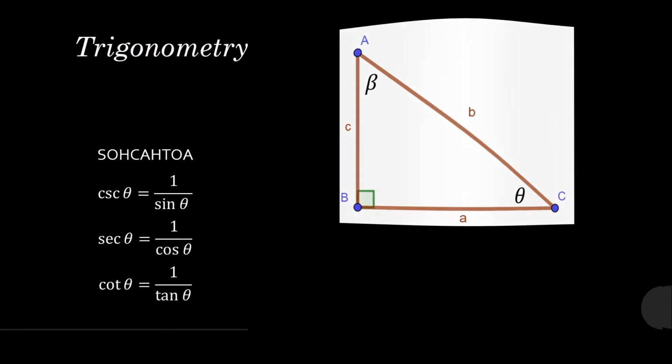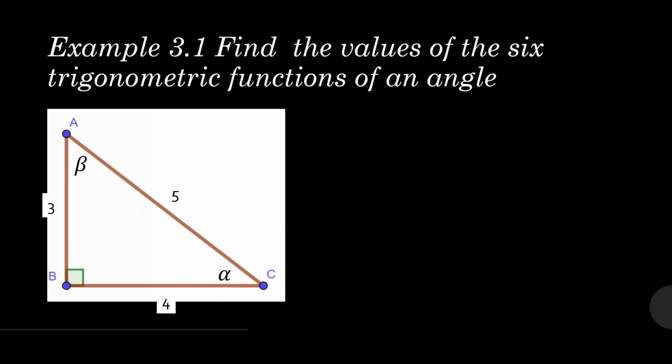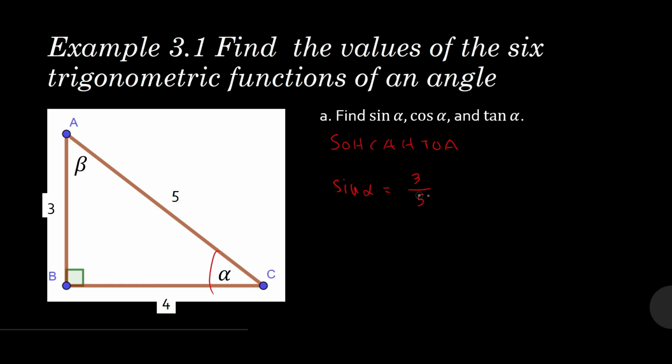So let us answer some exercises. Find the values of the 6 trigonometric functions of an angle. Let us find sine of alpha, cosine of alpha, and tangent of alpha. Again, you remember your SOHCAHTOA. This is your angle alpha. Let us look for sine. Sine of alpha is equal to the side opposite, that's 3, and then the hypotenuse, H, that's 5. So sine of alpha is 3 over 5.